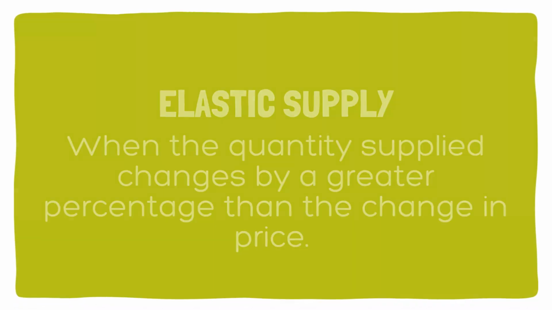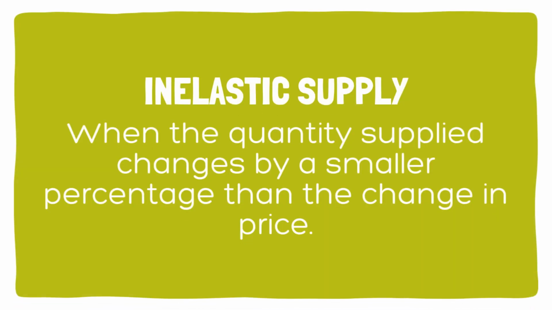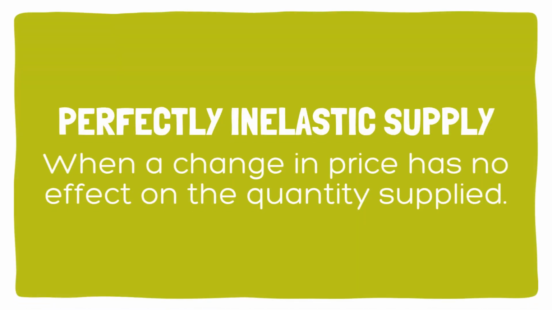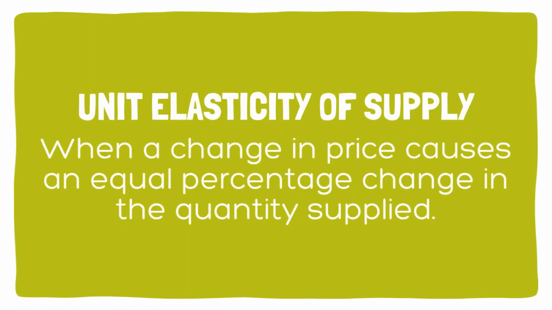Elastic supply is when the quantity supplied changes by a greater percentage than the change in price. Inelastic supply is when the quantity supplied changes by a smaller percentage than the change in price. Perfectly inelastic supply is when a change in price has no effect on the quantity supplied. Perfectly elastic supply is when a change in price causes a complete change in the quantity supplied. Unit elasticity of supply occurs when a change in price causes an equal percentage change in the quantity supplied.